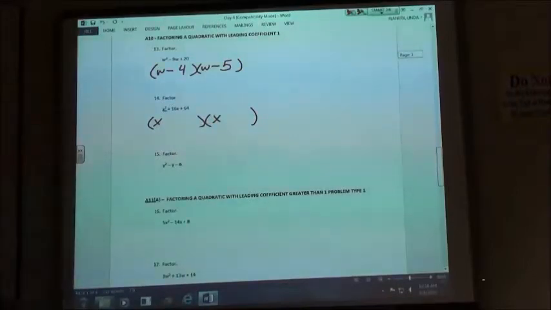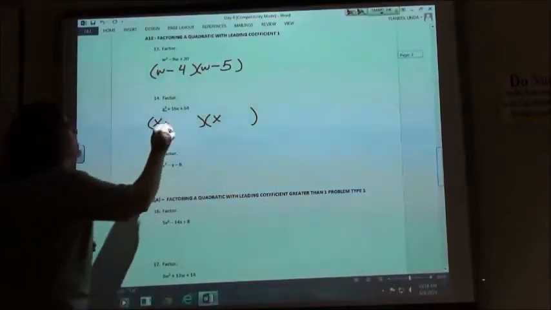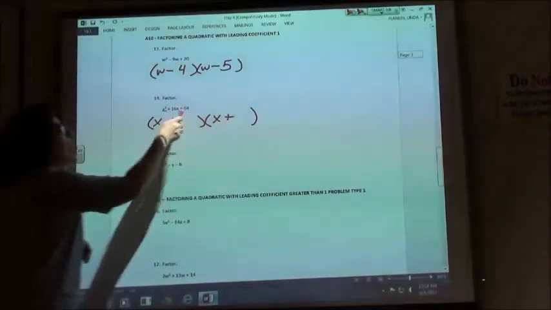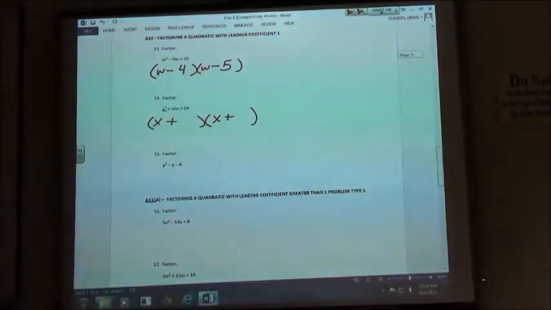My signs, plus, both positive. Since the end is positive, they're both the same as the middle, a plus and a plus. Factors of 64 that add up to the 16 in the middle: 8 and 8, 8 times 8.